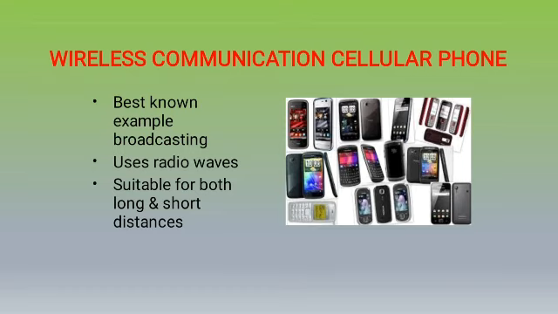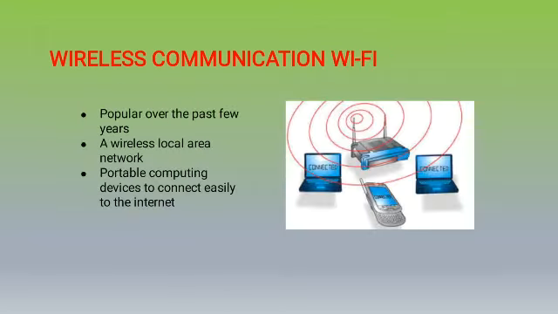Next, wireless communication, cellular phone. It's an example of wireless communication. It is the best known example of broadcasting. Every one of us is using this. It uses radio waves. It is suitable for both short distance as well as long distance.